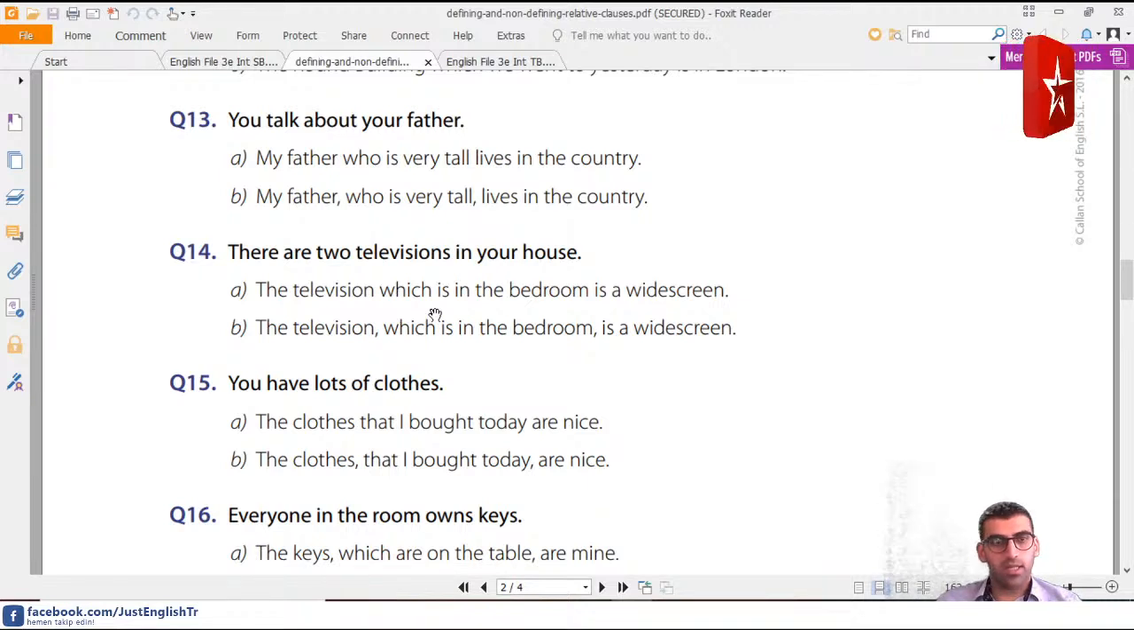And question number 15. You have lots of clothes. The clothes that I bought today are nice. The meaning shouldn't be varnished. Yes, that's correct. Nejat, your answer is correct.